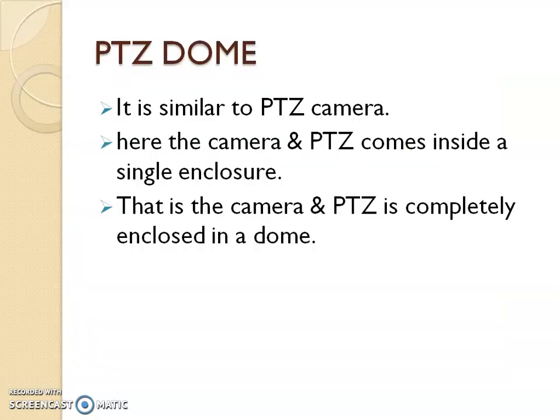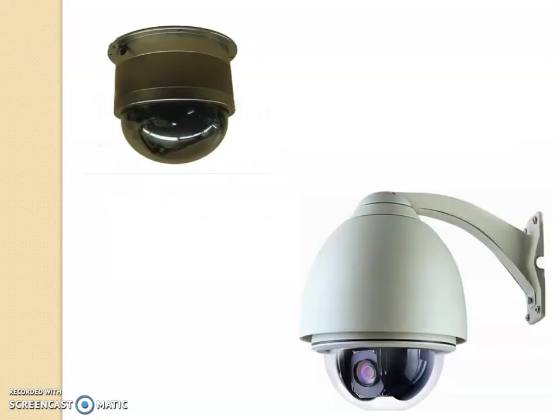So you do have PTZ dome. PTZ dome is similar to PTZ camera. Only thing, this entire thing comes with an enclosed dome. Something like this. So here you can see this camera can tilt for 90 degrees and at the same time it can rotate for 360 degrees. So the entire hemisphere can be covered. Half of this can be covered.